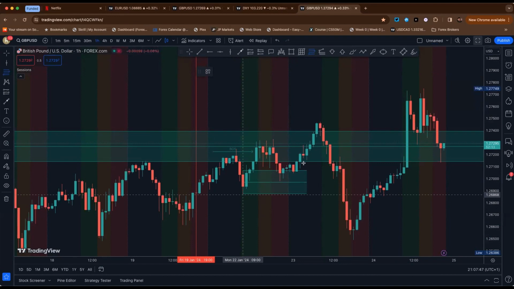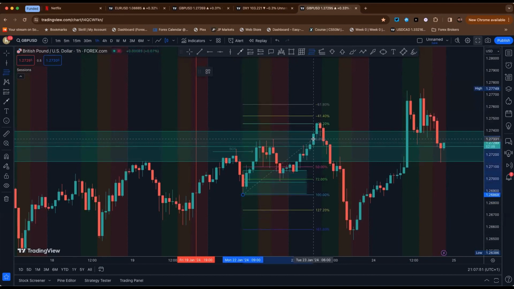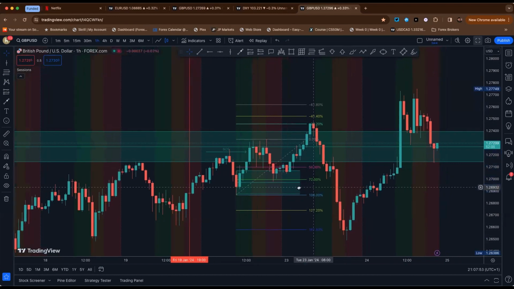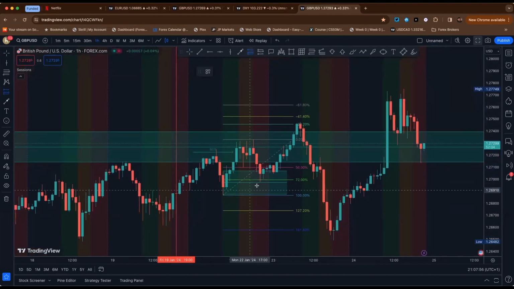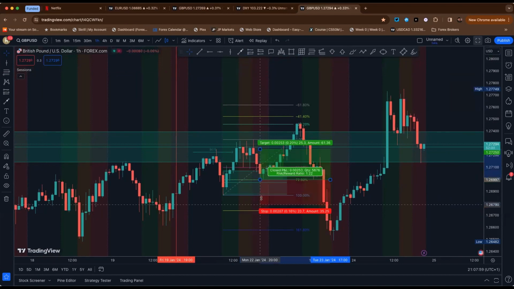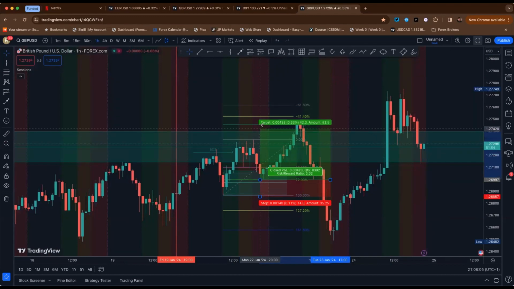After that, I place my Fibonacci from the low to the high. Fibonacci from the low to the high, and then I usually place my buy limit order from the 72%. And then my target is always the 0 or the 27.20.